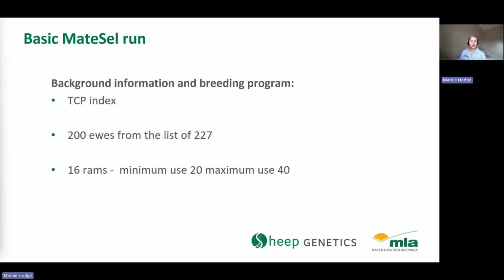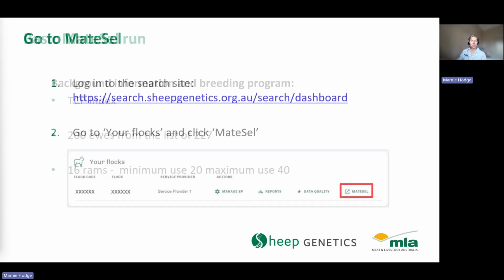We have a full number of ewes to potentially join from of 227, but ideally we want to target 200 matings. We also have 16 rams to potentially join from. Of those 16 rams, we want whatever rams MateSel picks to use at least 20 times, so at least have 20 ewes mated, and an absolute maximum use of 40 ewes allocated to that particular ram. So important things to remember when we're thinking about setting up our MateSel run.